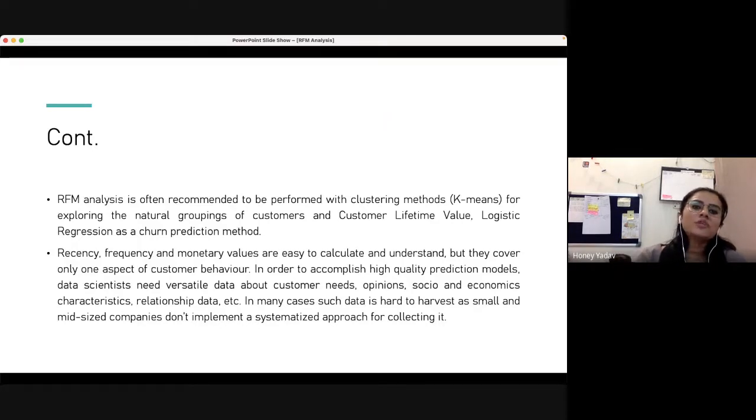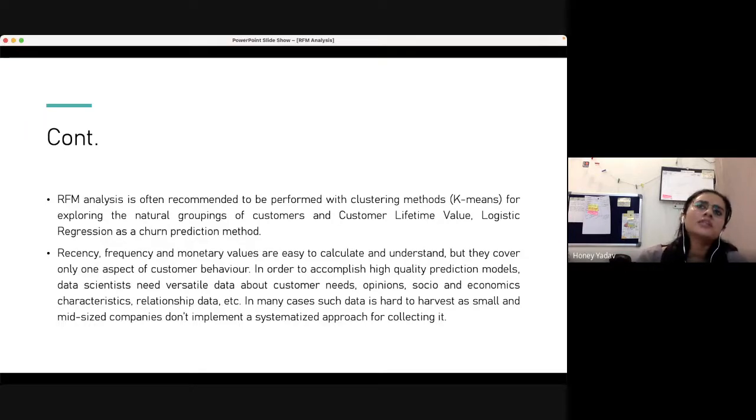So the recency, frequency, and monetary value are very easy to calculate and understand. But also you have to make sure that in this analysis, you are only targeting three aspects of your customers: the recency, the frequency, and the monetary value. So whatever segmentation you get from this will only depend upon those three aspects of the customers. So you can't actually find out a general profile of your customers.